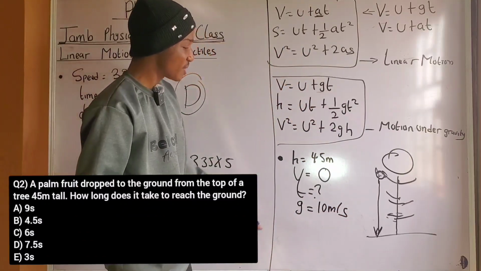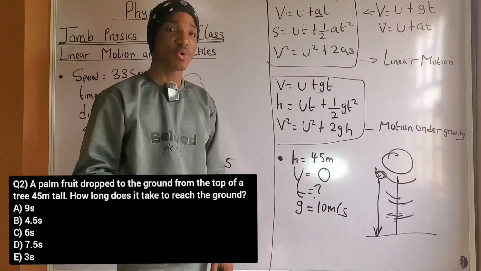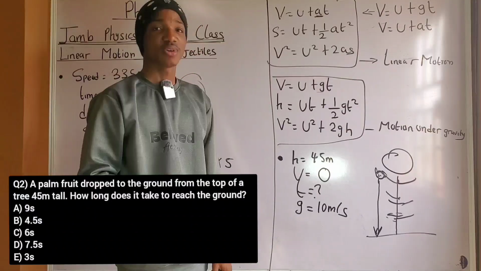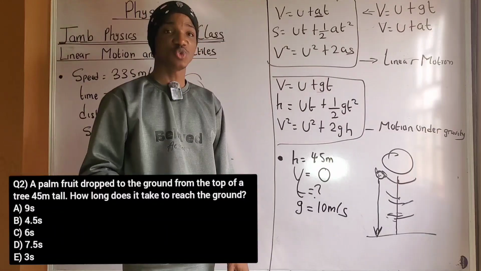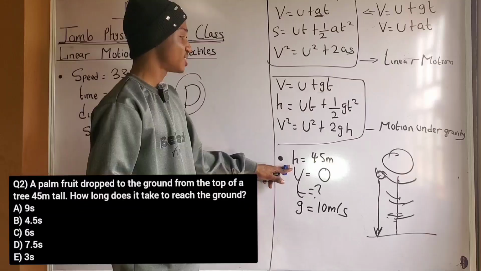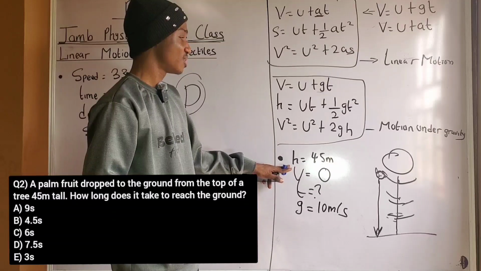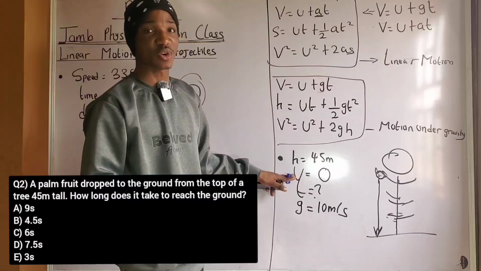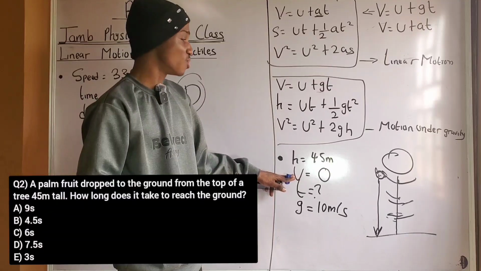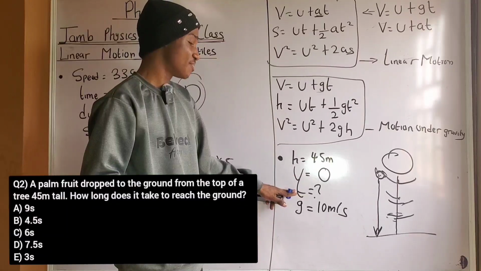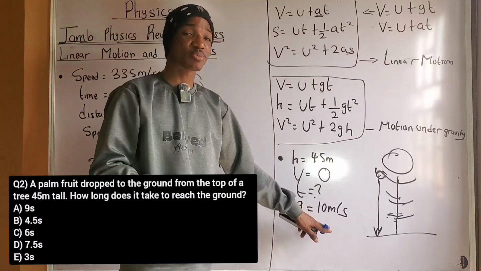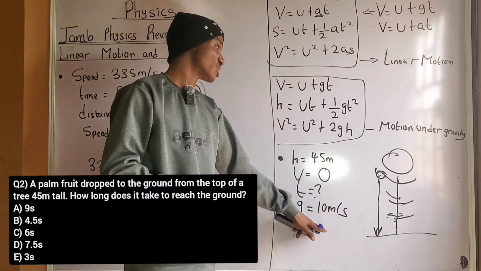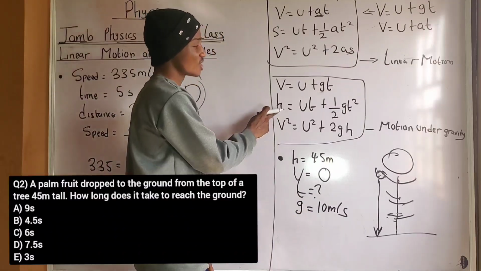With respect to the parameters that we have on the board, which of the equations of motion are we going to use? We are given h. We know that u is 0, the initial velocity is 0. We are looking for the time. And we know that g equals 10 meters per second squared, as given in the question. Which of these equations are we going to use?